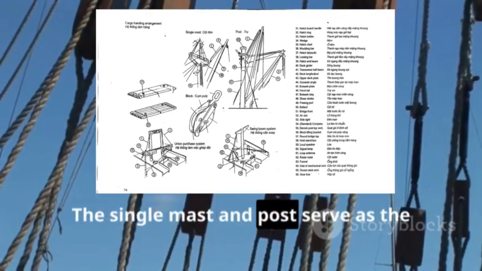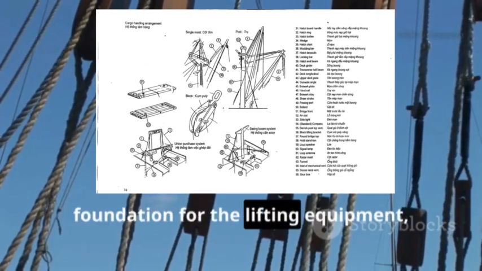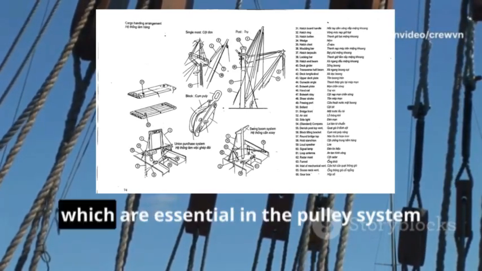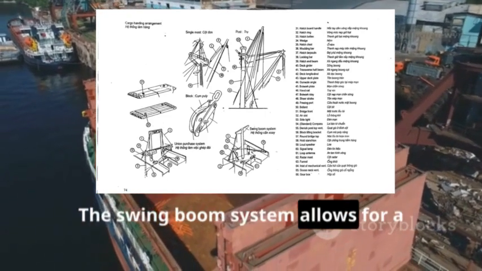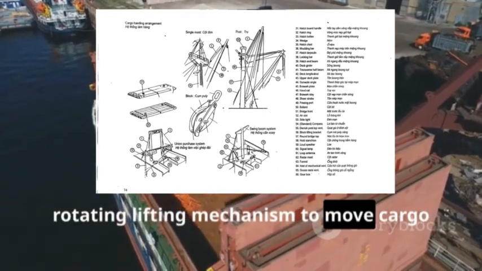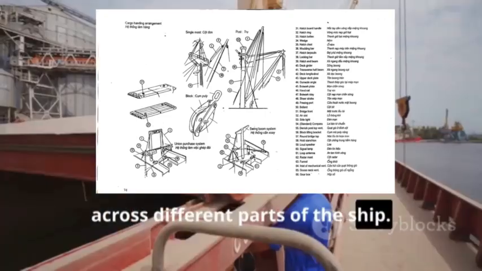The single mast and post serve as the foundation for the lifting equipment, such as the blocks, which are essential in the pulley system used for lifting cargo. The swing boom system allows for a rotating lifting mechanism to move cargo across different parts of the ship.